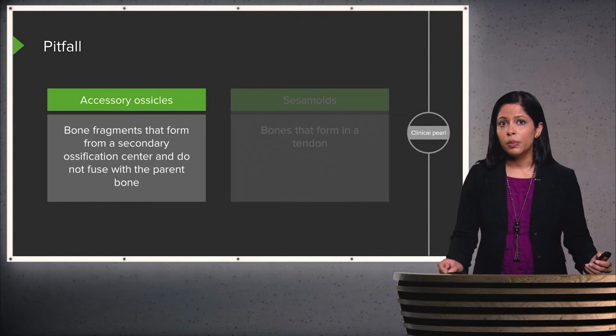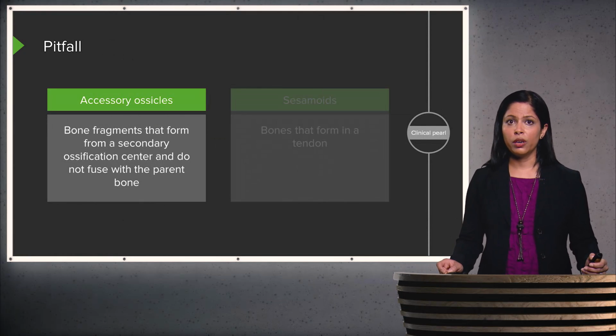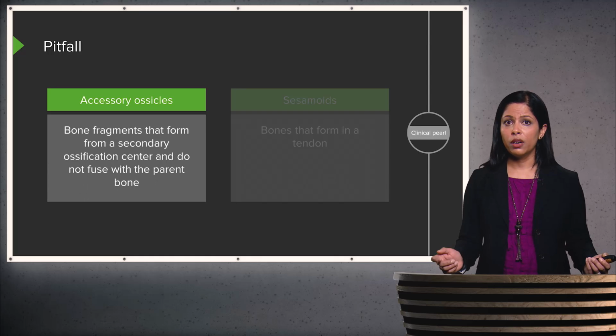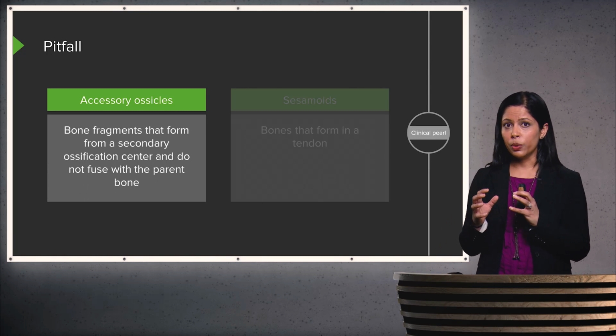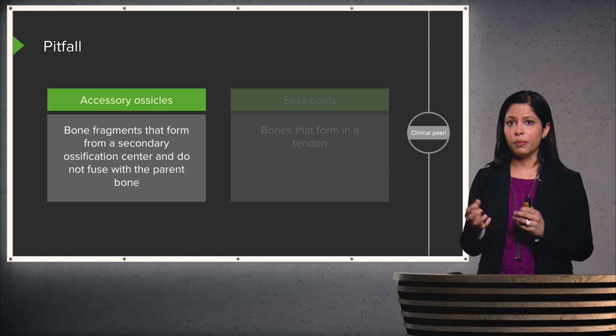One thing that you want to keep in mind when you take a look at an avulsion fracture is that there are anatomical structures that can look somewhat similar. So there are accessory ossicles. Those are bone fragments that form from a secondary ossification center, and they don't fuse with the parent bone, so they remain a separate ossified fragment.